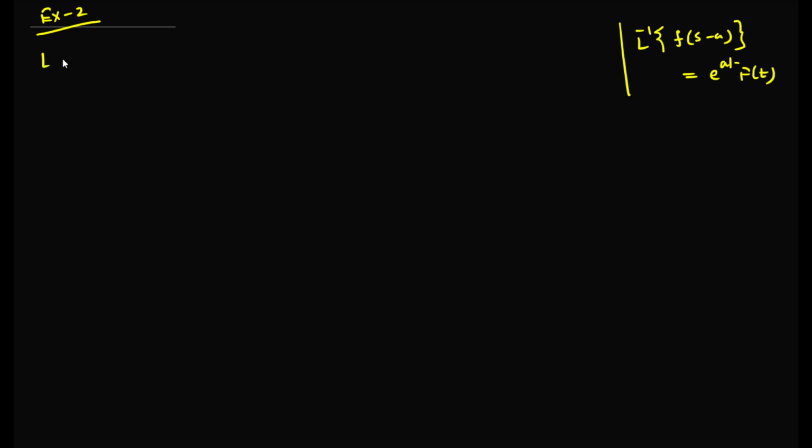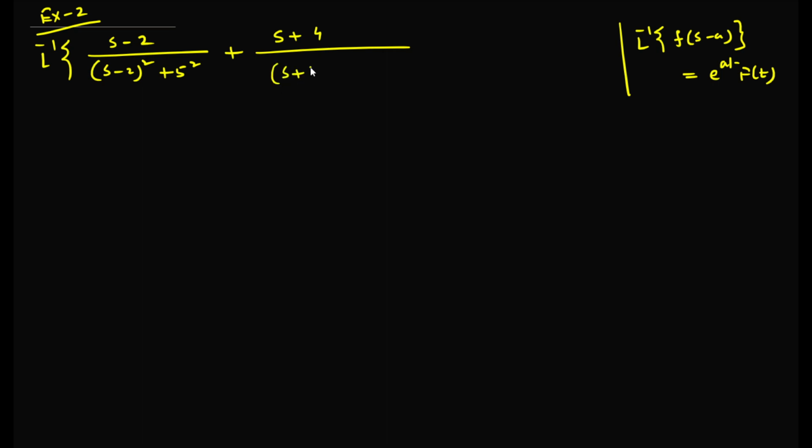Here we are asked to find L inverse of s minus 2 divided by s minus 2 whole square plus 5 square. Okay, let us write it together first. Then s plus 4 divided by s plus 4 whole square plus 9 cube, plus 1 divided by s plus 2 whole square plus 3 square. So these are the three different terms inside the inverse Laplace transformation.